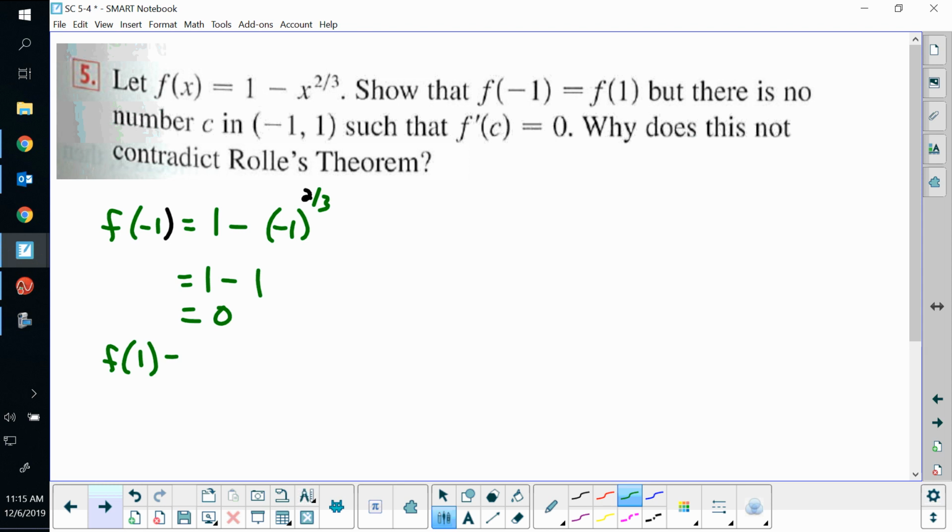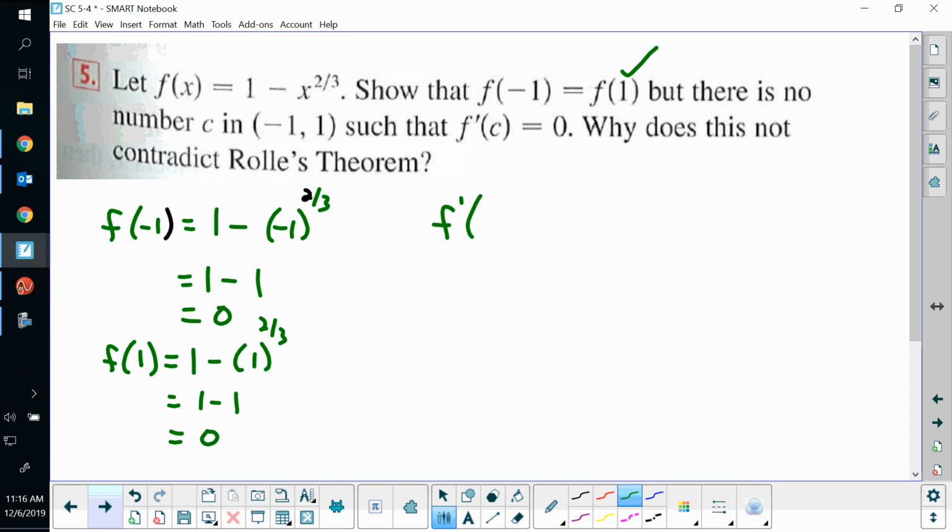When we put in 1, 1 raised to anything is just 1. So we get 1 minus 1, so we again get 0. Okay, so we showed that f of negative 1 is equal to f of 1. But even though that's true, they want us to show there's no number in the open interval where the derivative is equal to 0. So let's do that.